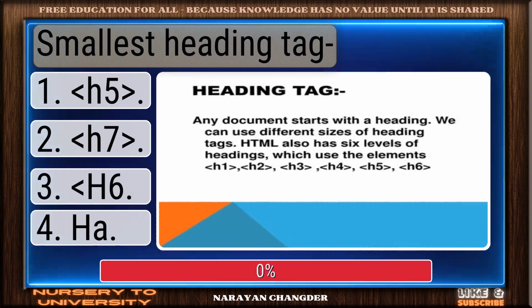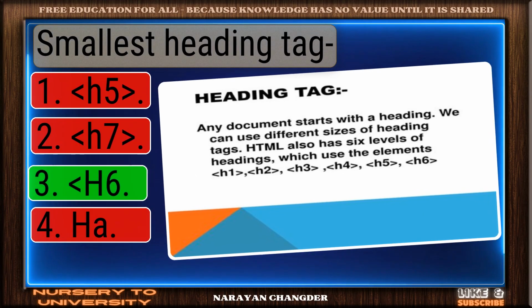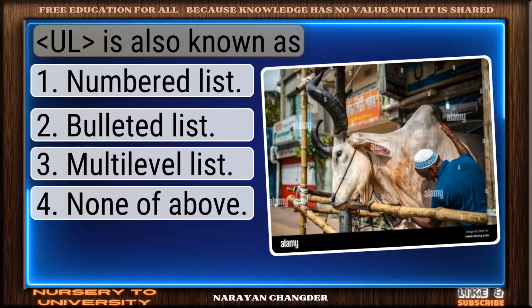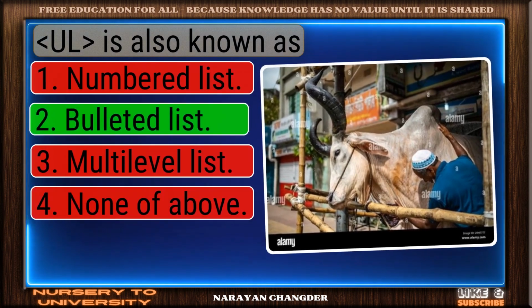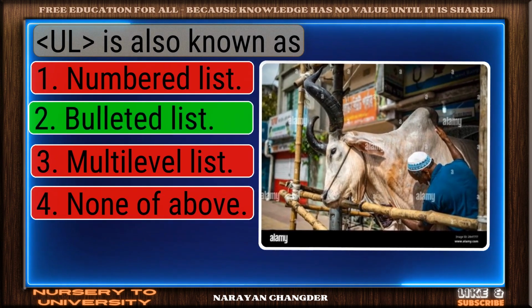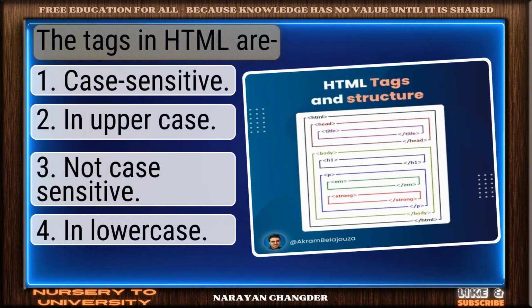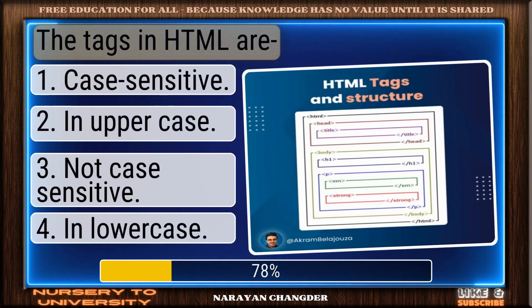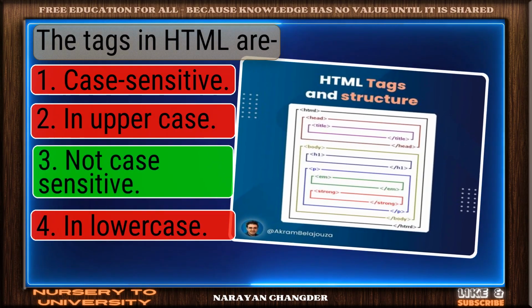Smallest heading tag. Well done. H6 is the right choice. A OL list is also known as. Sharp thinking. Bulleted list is the right choice. The tags in HTML are. Well picked. Not case sensitive is the correct answer.